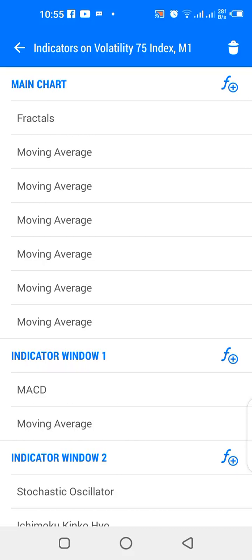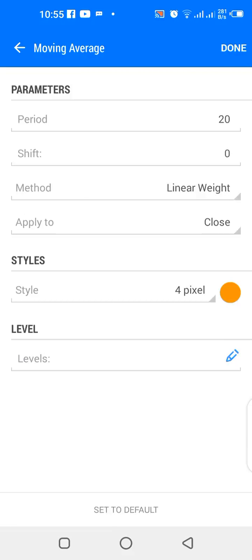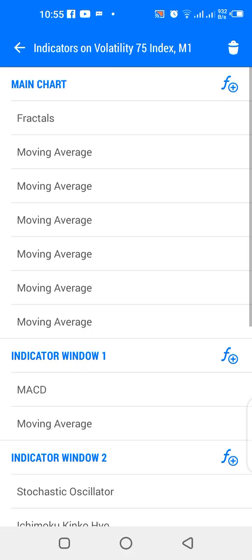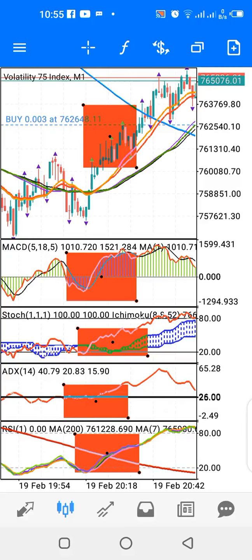And the sixth one is a 20 period linear weighted moving average. Apply to close, shift is 0. The color is orange. So we have 1, 2, 3, 4, 5, 6 moving averages, then fractals. So let's go to the main chart and try to see the application of the moving averages to generate signals.